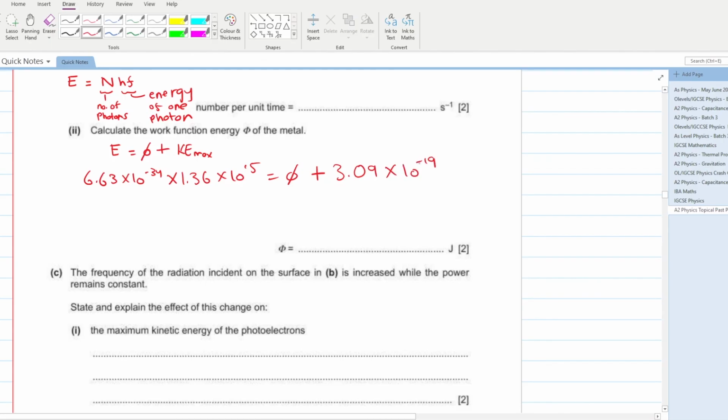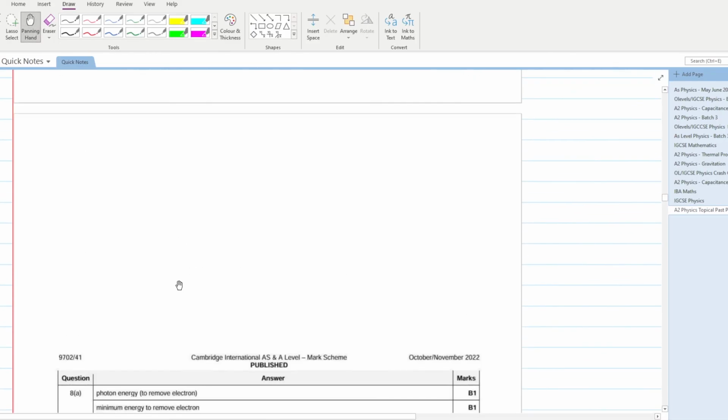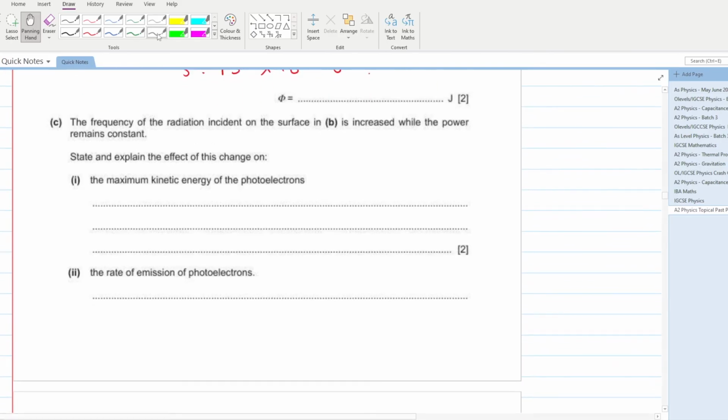Okay. So let's calculate this answer: 6.63 into 10 raised to the power of minus 34, into 1.36 into 10 raised to the power of 15, minus 3.09 into 10 raised to the power of minus 19. This comes out to be 5.93 into 10 raised to the power of minus 19 joule. Let's also check this from the marking scheme. Okay? So yeah, this is also correct. Okay, let's see part C.